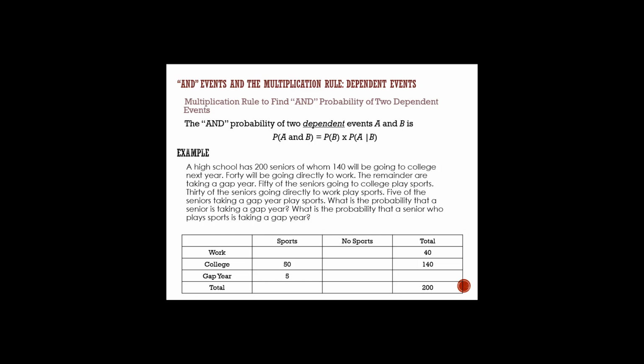And 5 of the seniors taking a gap year play sports, and I put all those numbers in so that you can take those numbers that I've added to your chart and figure out the rest of the contingency table. The question you're going to answer once you've done this is, what's the probability that a senior is taking a gap year? What's the probability that a senior who plays sports is taking a gap year? So this is where you stop your tape and try to work the problem on your own so that you'll have a good idea of what you know and what you don't know before you continue.